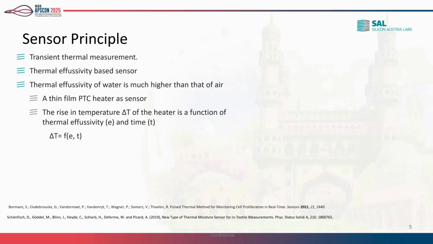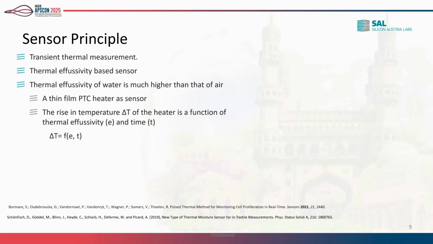And here the sensor works on the basis of a material property called thermal effusivity. Thermal effusivity is the ability of a material to exchange heat with its surroundings. For example, when I touch this wooden thing, I feel it's a bit warm, but when I touch something metallic, it feels a little bit colder. This is because of the material property called thermal effusivity. And the thermal effusivity of water is much, much higher than that of air or dry textile, for example.